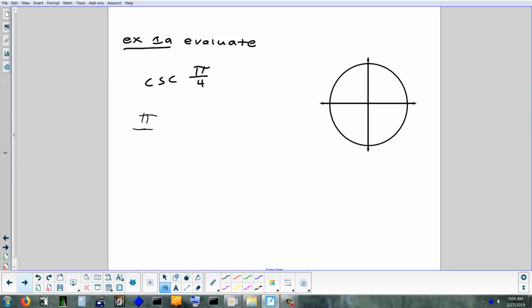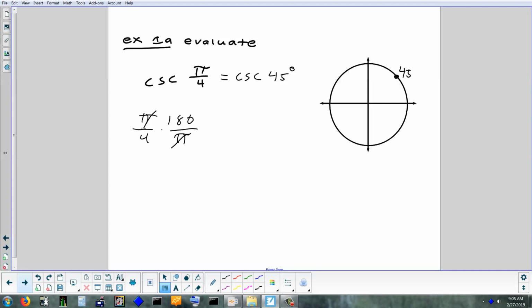Yep, so we're going to do 180 over pi. Pi's cancel. 180 divided by 4 is 45. So what I really am trying to find is the cosecant of 45 degrees. But in order to do that, what do I need to know about 45 degrees? The coordinate? Yeah, I need the coordinate. So without the coordinate, I can't figure out anything. So that's the first thing I'm going to do, write down my coordinate.